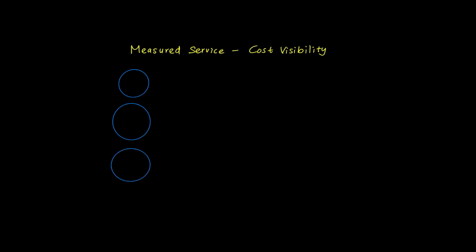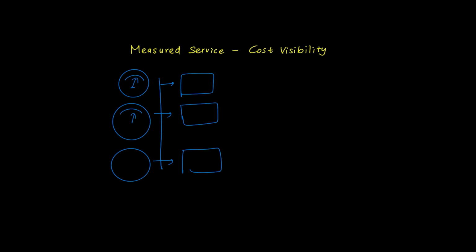Measured service provides the financial transparency that transforms cloud computing into a controllable expense. Every action in the cloud generates metrics. Launching a VM creates compute hour charges, storing data generates gigabyte month costs, transferring data incurs bandwidth fees. Measured service captures all these metrics with precision, allocating costs down to individual resources, projects, and departments.